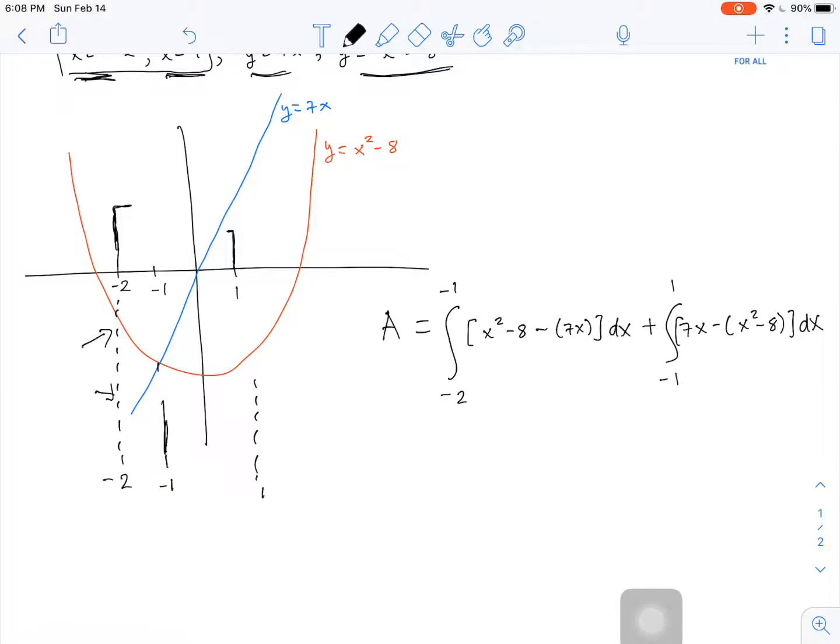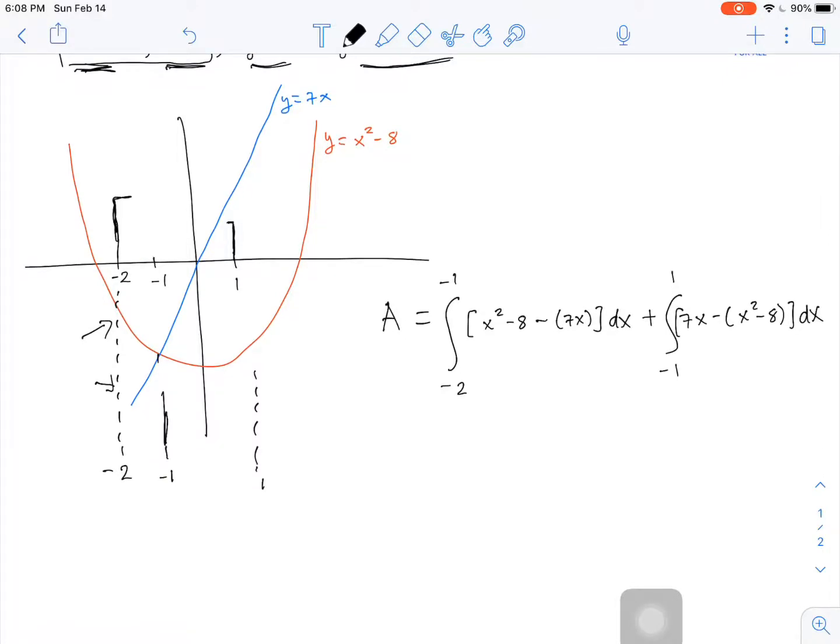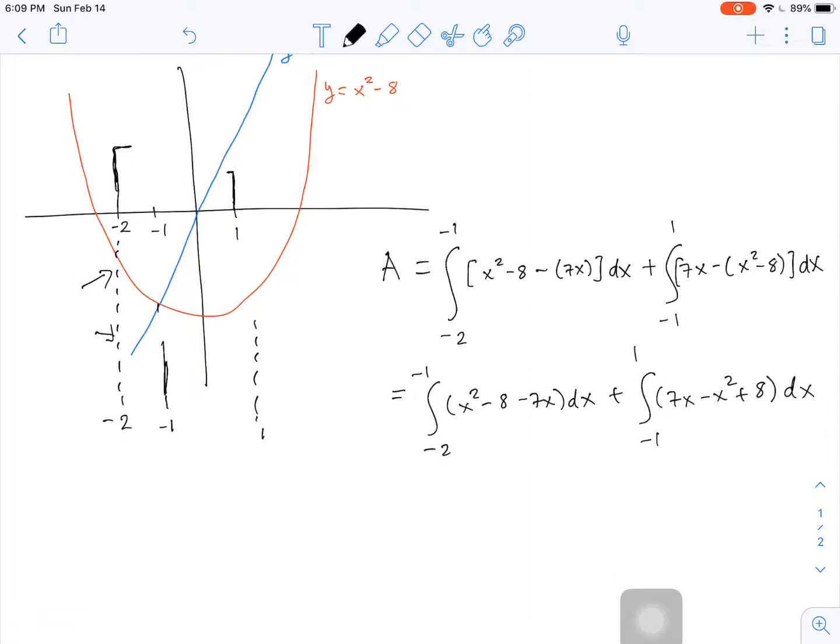Now the next question will be to calculate this. Calculating this is just how we calculate any other integral. So here it's going to be x squared minus 8 minus 7x dx. Here I'm just removing the parentheses. We'll have 7x minus x squared plus 8 dx.